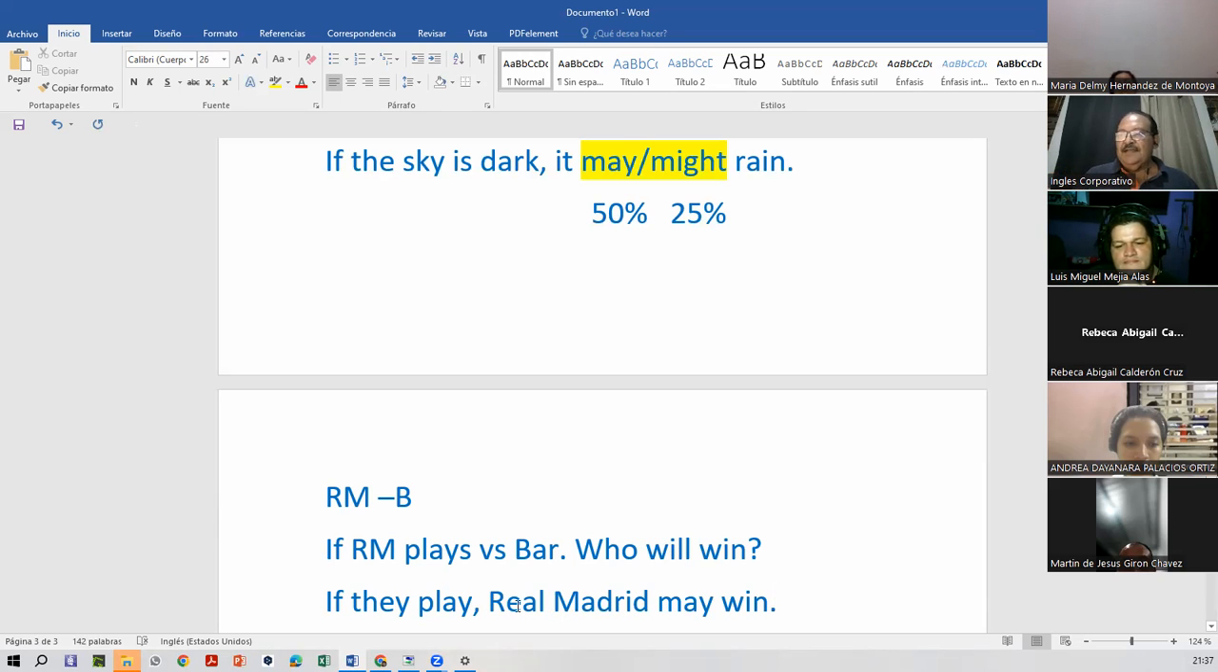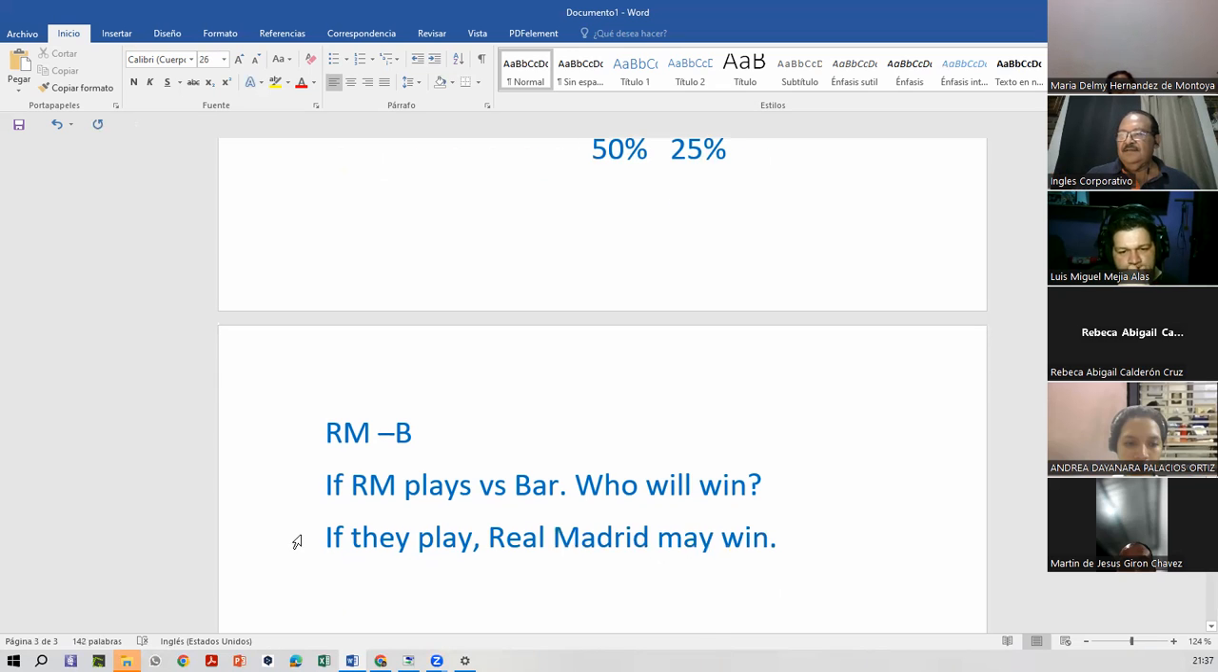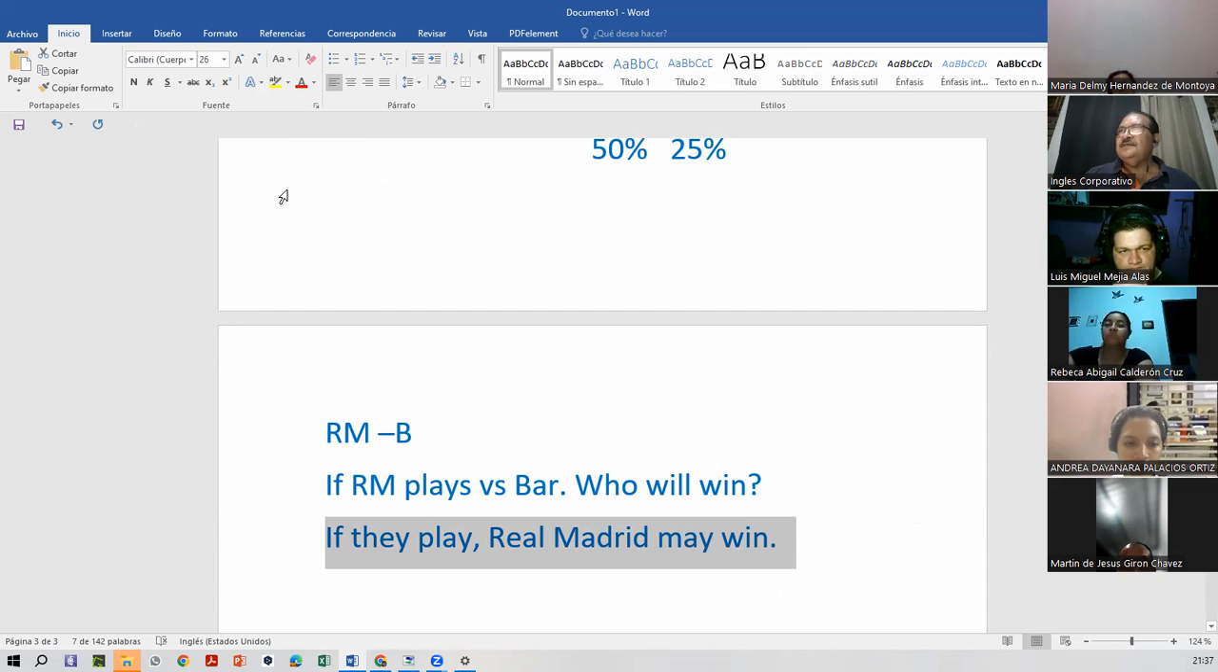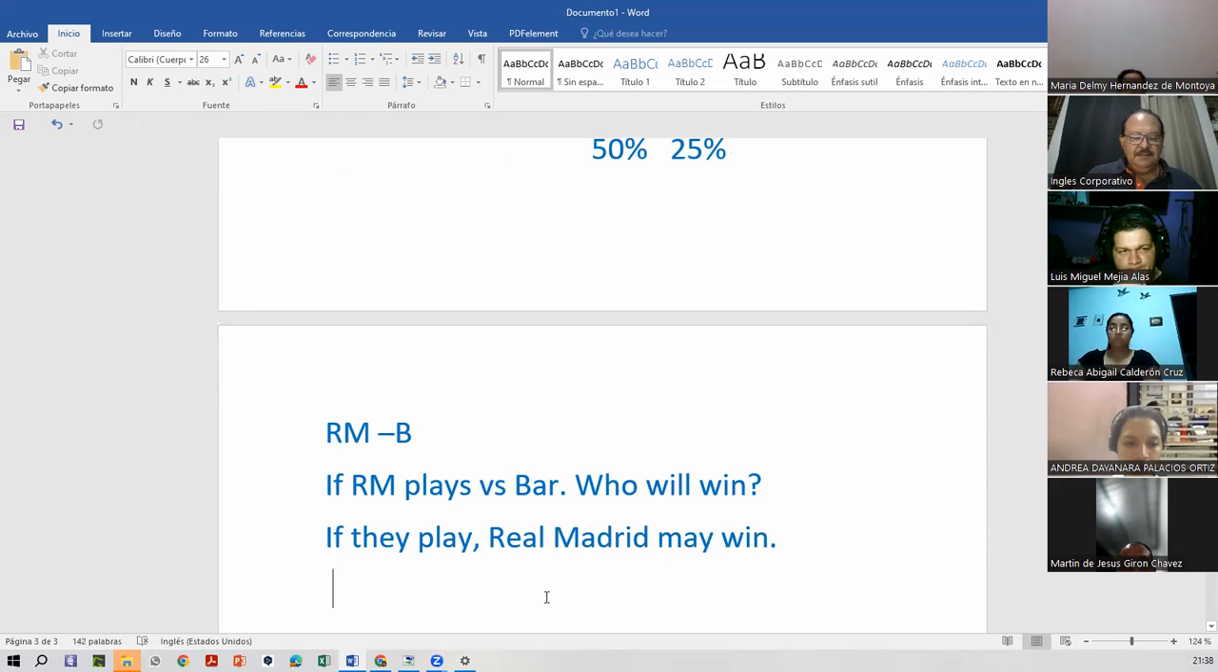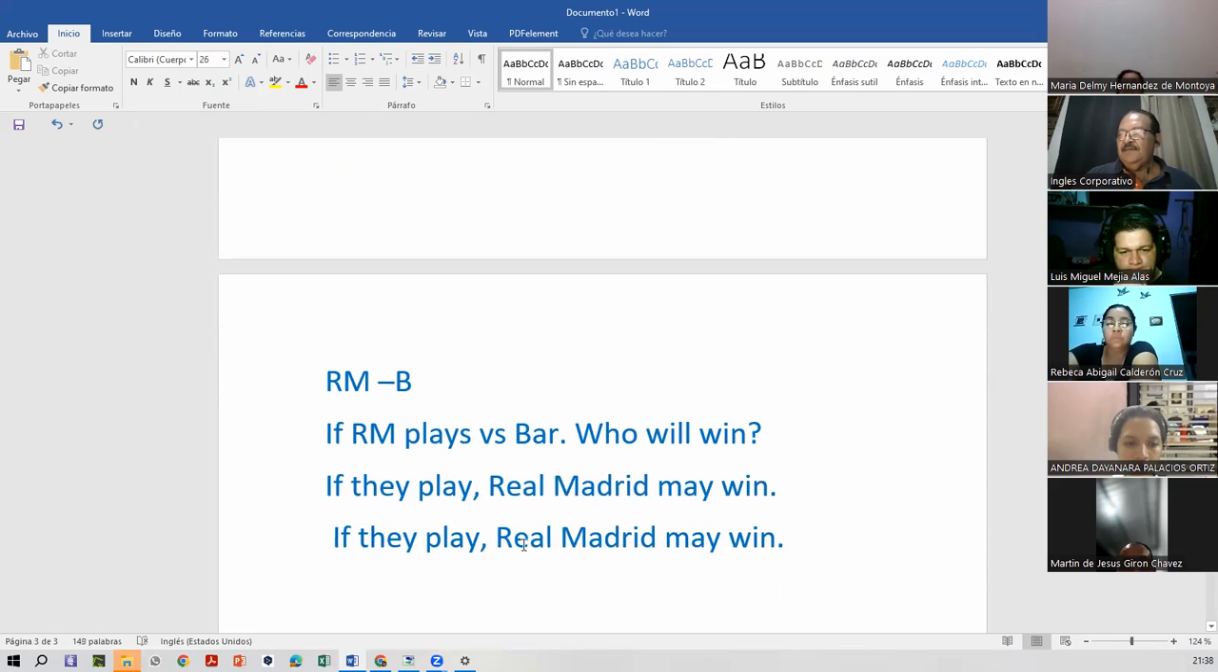Okay, but I can also say, okay. Okay, close your microphones, please, because let me see here. We have Control C and Control B. Okay, if they play, they play Barcelona. Might win. Do you see the difference in the two sentences?